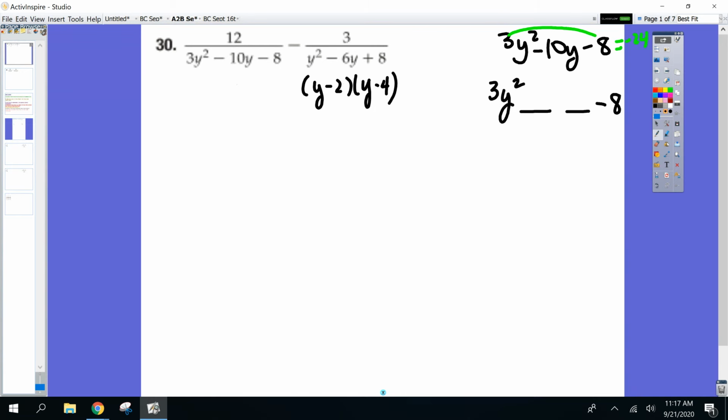Negative 12, positive 2. Nice job, bud. Negative 12y, positive 2y. I always think of 6 and 4 too as well, but it didn't work there. All right, you ready to group now? Here we go. Let's group them.